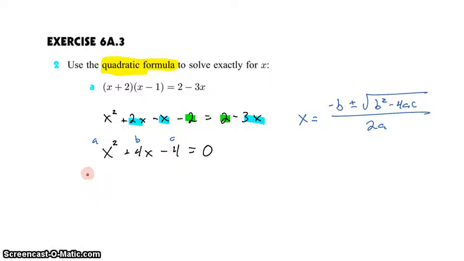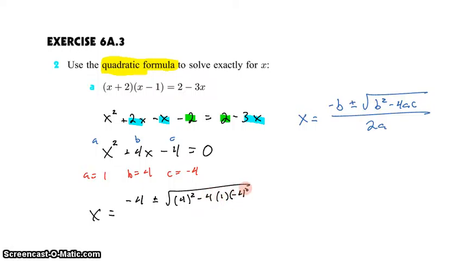We see here that a is equal to 1. There's an implied 1 in front of the x squared. b is equal to 4, and c is equal to negative 4. Which means we can solve for x directly using the quadratic formula, negative b plus or minus the square root of b squared minus 4ac, all over 2a.